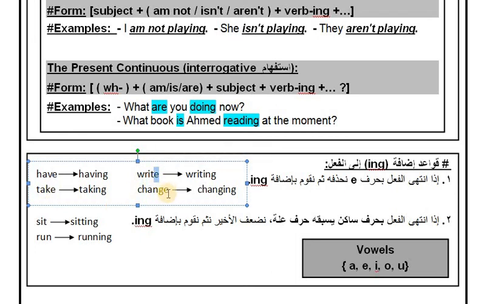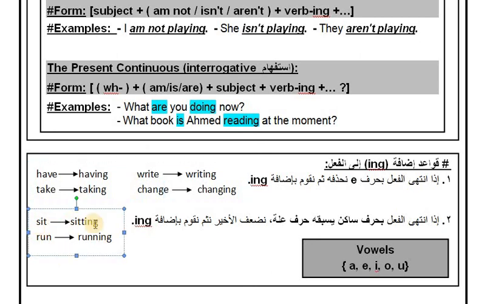As you see here في عنا e لكن عند إضافة ing we need to remove it. بدنا نحذفه. أما دول الverbs اللي بنعمل فيهم double like sit, sitting, double t, run, running, double n, as well as stop, stopping, and so on.